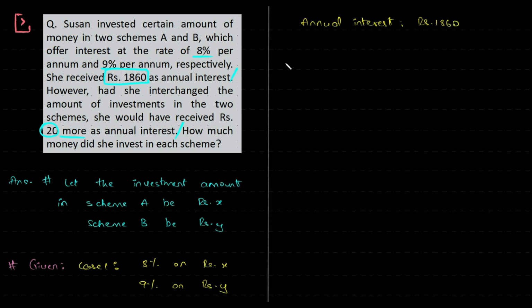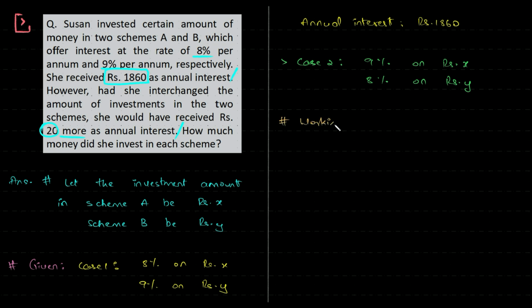Okay, and then we have case 2: 9% on rupees X, because she flipped the amount, is it not? And this is 8% on rupees Y. Obviously the interest will be flipping. I'm just interchanging, nothing else.